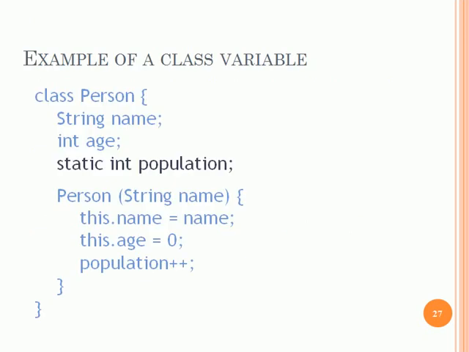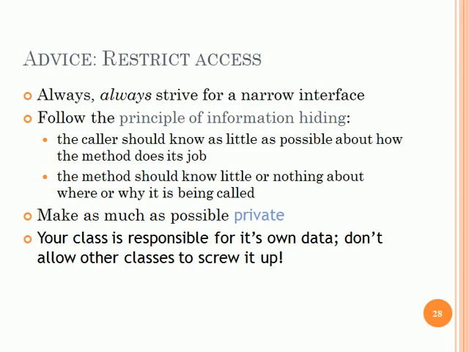For defining a class variable, here we are using in the program static int population. We can restrict access. So always strive for a narrow interface. We have to follow the principle of information hiding. The caller should know as little as possible about how the method does its job. The method should know little or nothing about where or why it is being called. Make the class access private. Your class is responsible for its own data, and don't allow other classes to screw it up.